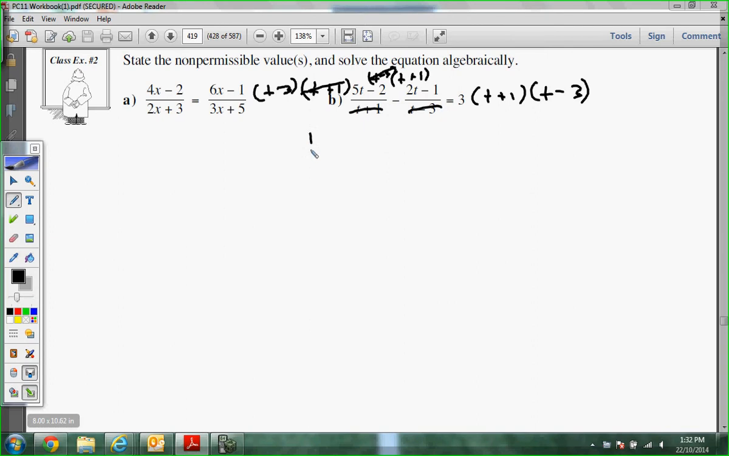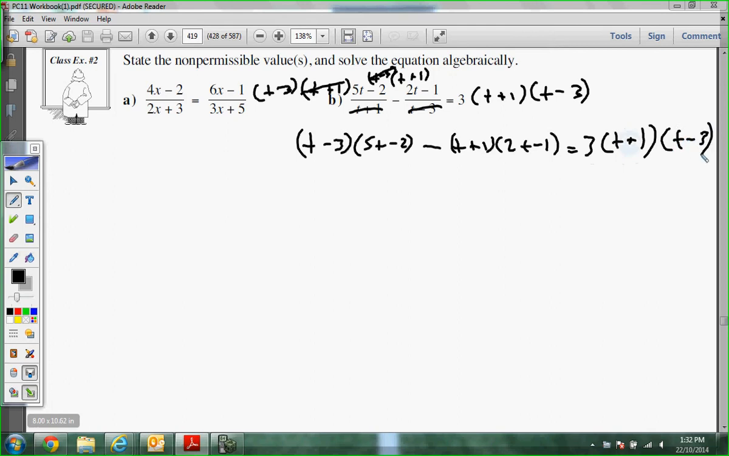So now we have t minus 3 times 5t minus 2, minus t plus 1 times 2t minus 1. I hate t's and math. Oh, and t minus 3. So that's the whole thing right now with no fractions. Fractions are gone. Questions on that? Making your head hurt? Fair enough. I would say this isn't hard, it's long.